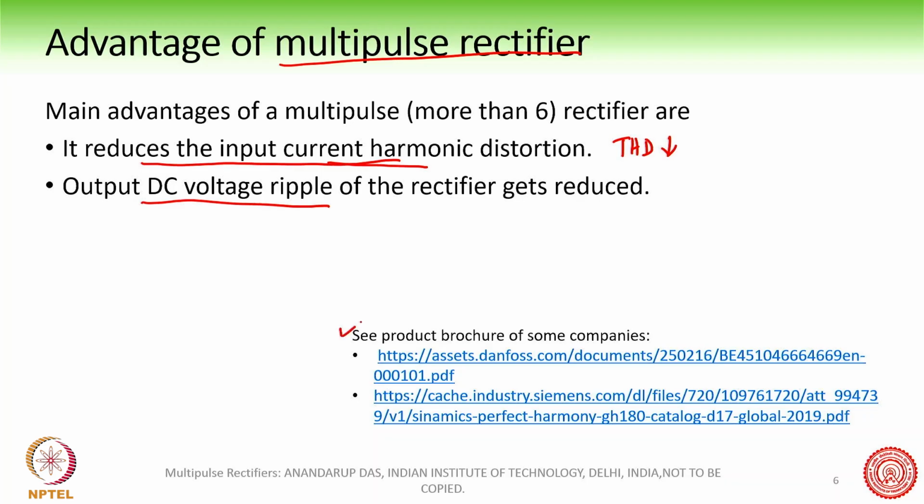I would also like you to look into some product brochures of some of the companies. For example, this is coming from the company Danfoss, and there is a link which I have given from Siemens. So if you search on the internet, you will see many literatures available from these companies. And what do they say? Danfoss is an electric drive company, so they make motor drives, and typically in their applications at medium voltage or medium power levels, they use this kind of rectifier and inverter arrangement.